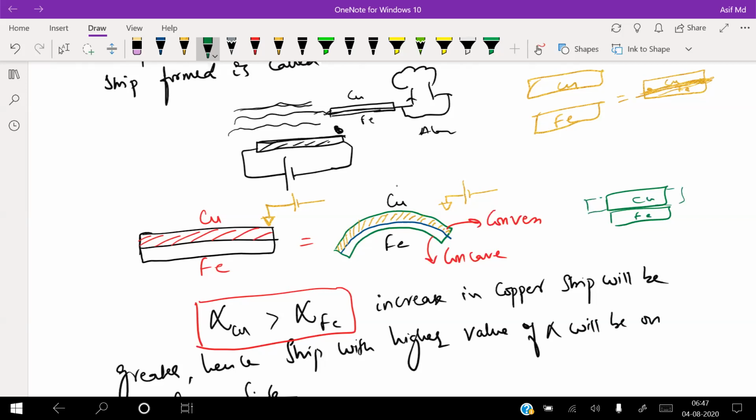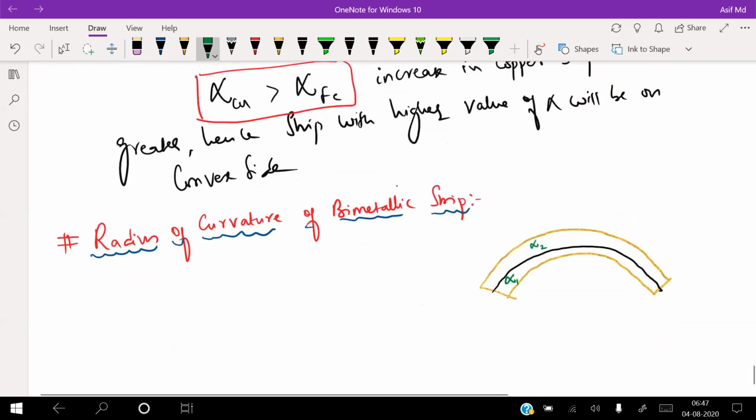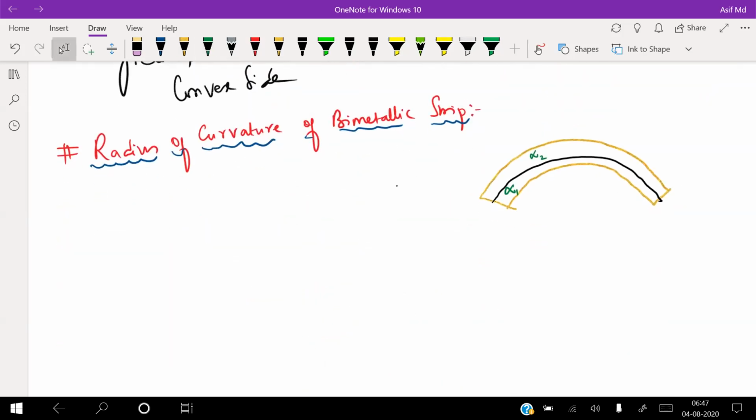Got it? Yes, sir. Okay, now this is your copper rod. This is a bimetallic strip which has an alpha down as well as an alpha up. What do you mean by alpha? Coefficient of linear expansion, sir.